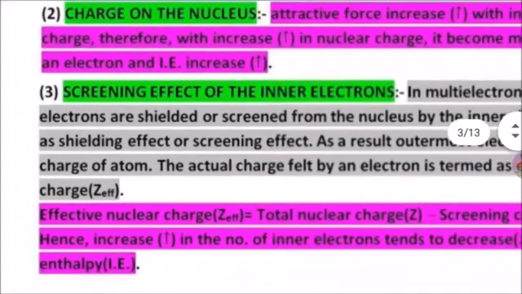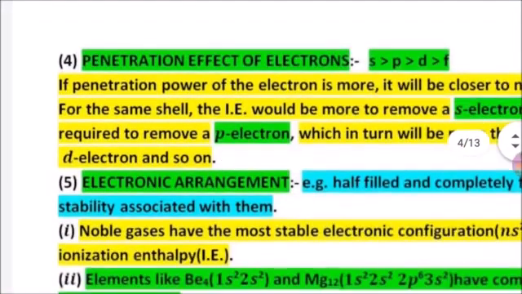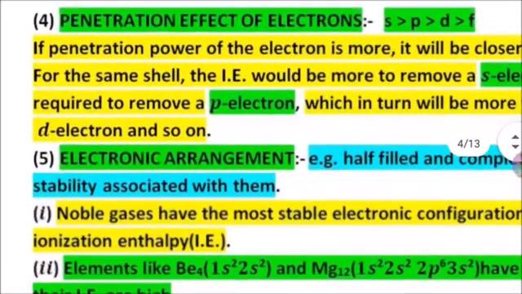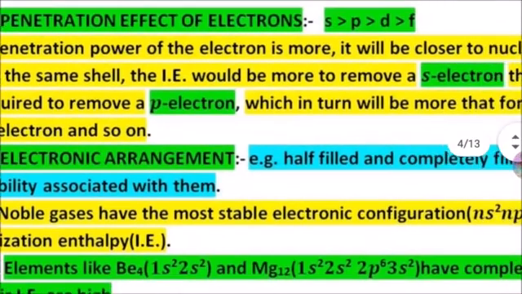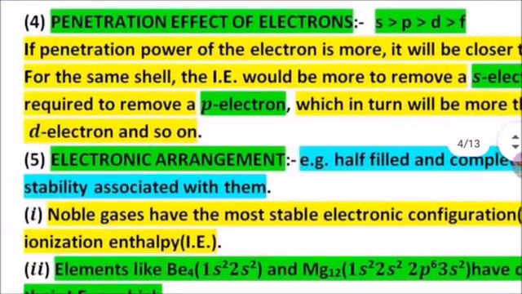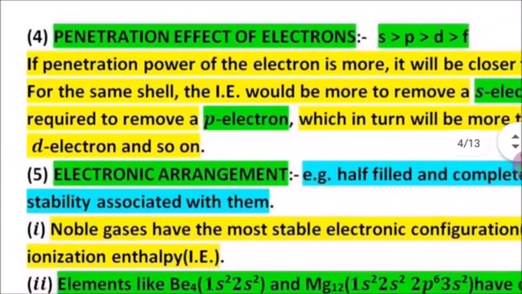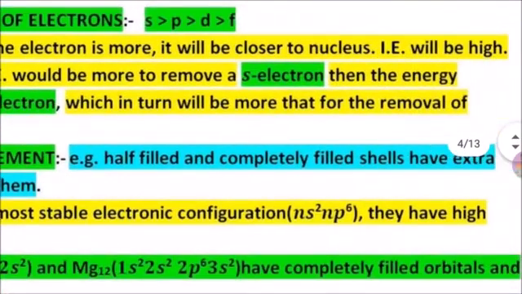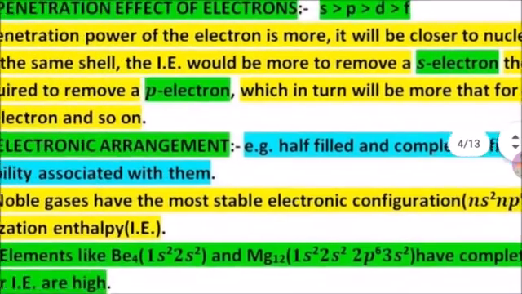So students, next the fourth factor is known as the penetration effect of electrons. S is greater than P, which is greater than D, and F has the lowest value, while S has the greatest value. If the penetration power of the electron is more, it will be closer to the nucleus and ionization enthalpy will be high.